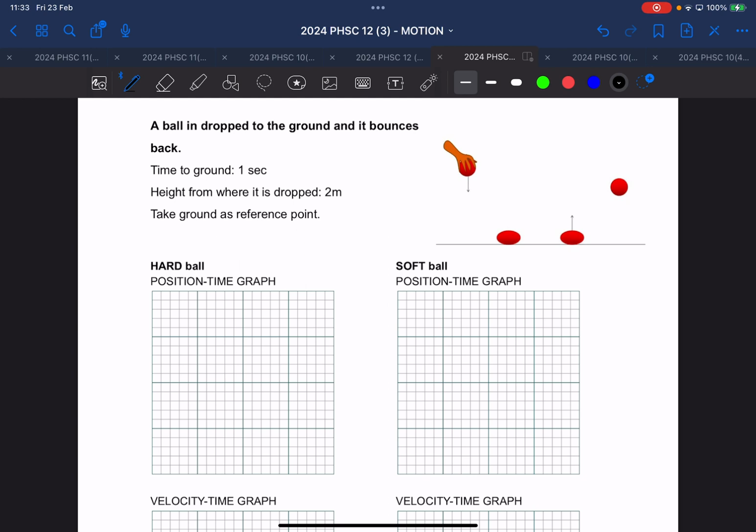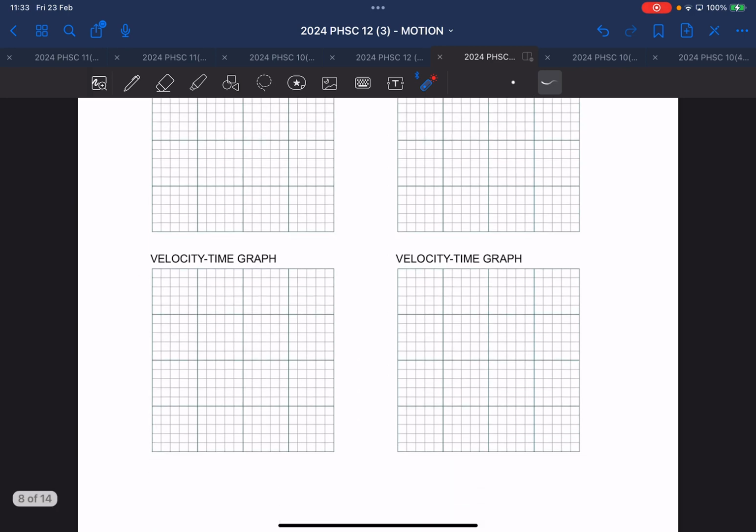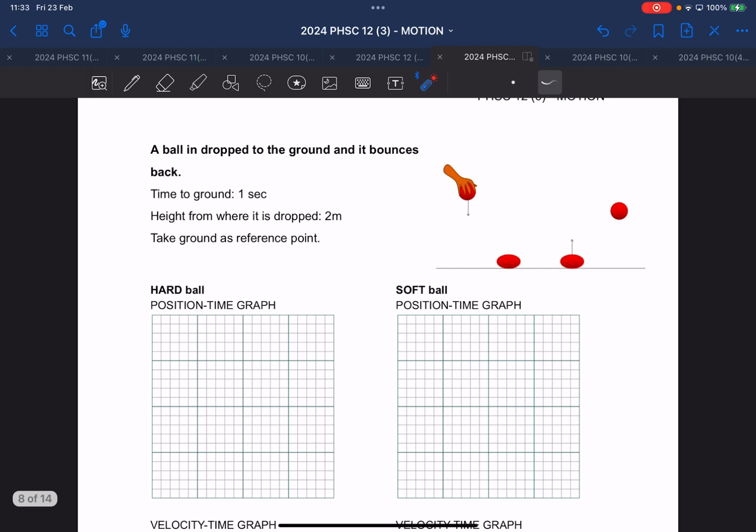Now, what did I want to say? You see here we have two types of ball. We have a hard ball and a soft ball. Again, I didn't put in an acceleration time graph because it will look exactly the same as the previous two. A hard ball just means the contact time with the ground is small. So we're going to ignore that contact time with the ground.